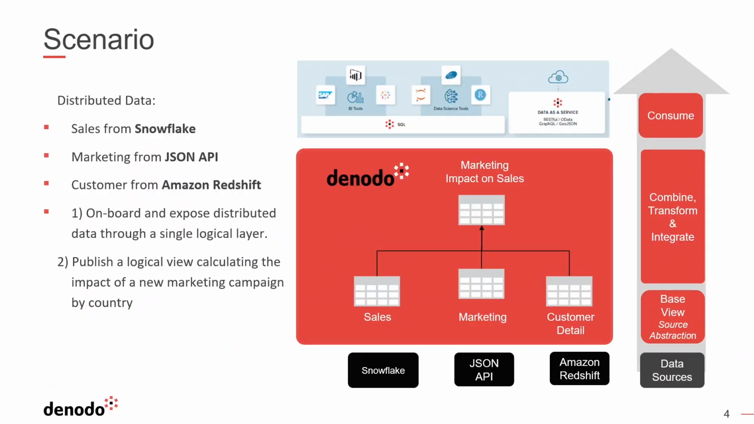In this demonstration scenario, we have a company that has recently run a marketing campaign, and the business wants to understand its impact on sales in various countries. It sounds straightforward, but there are some challenges based on the data sources. The historical sales data in this case comes from Snowflake. The marketing information comes from a JSON software as a service application, which is running in the cloud. And the customer detailed information is currently stored in an Amazon Redshift database. We need to federate and join all of this data together and then group and aggregate the data into a view and publish it as an API.